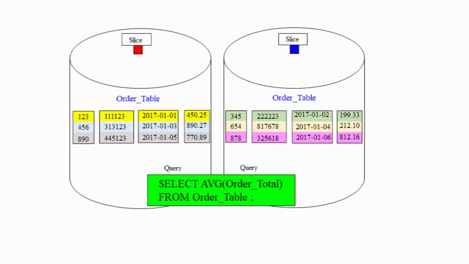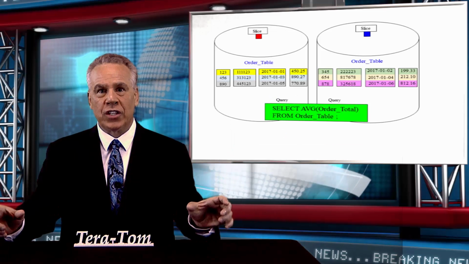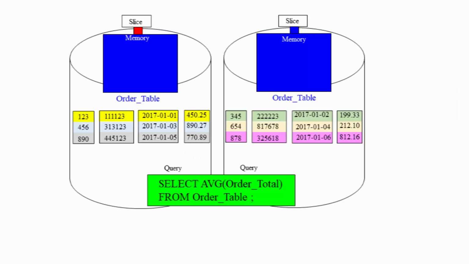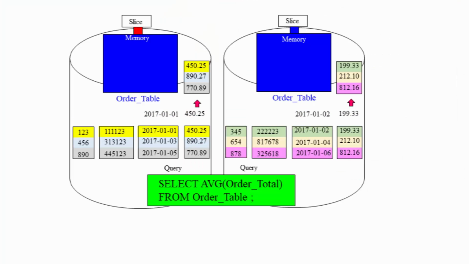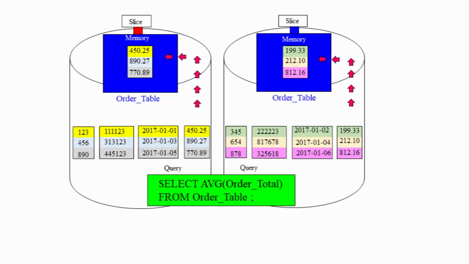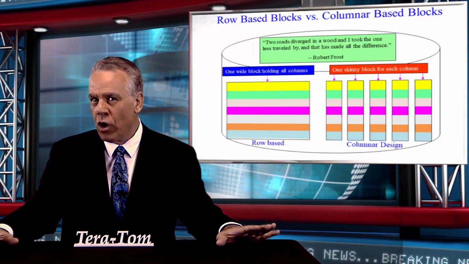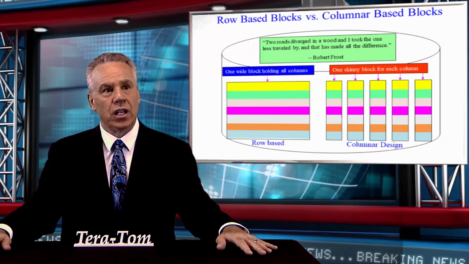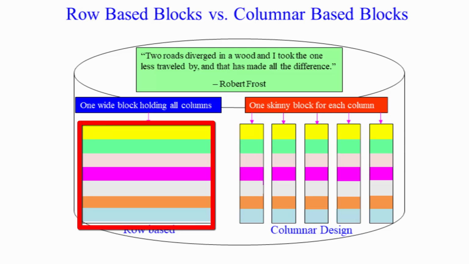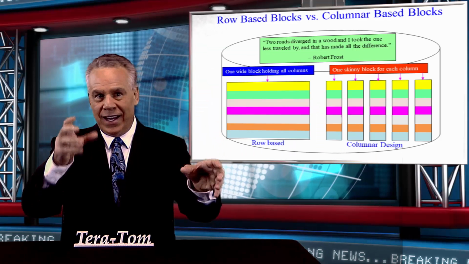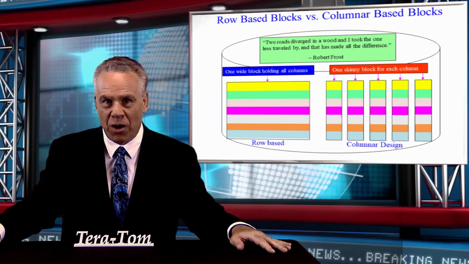If someone says, select the average order total, they go, slices, just move your order total column blocks into memory. It's just a sliver. That's the brilliance behind columnar. Where row-based is better is if someone says, give me all columns on the report. Then it's just one big lift after another where the columnar has to say, okay, get everything organized and start lifting all these smaller blocks.